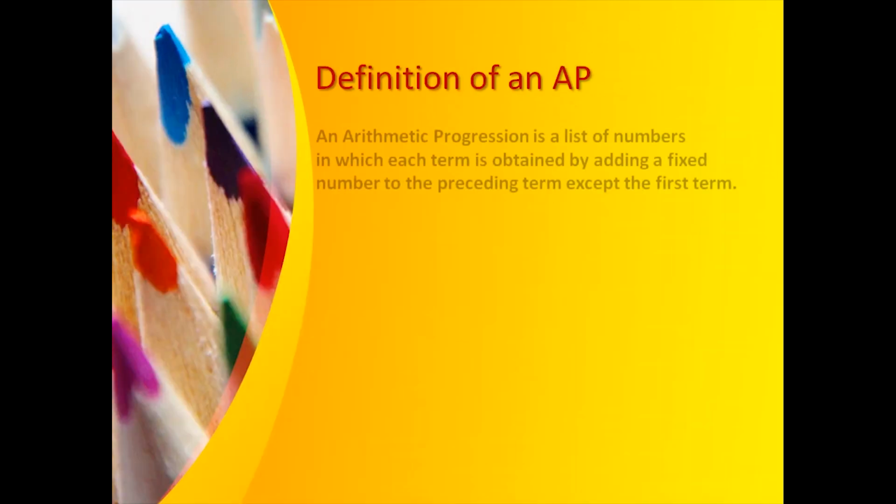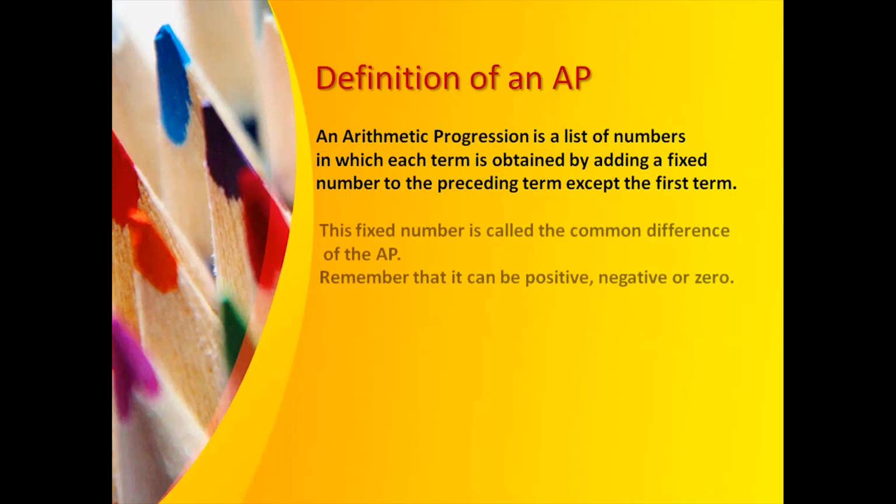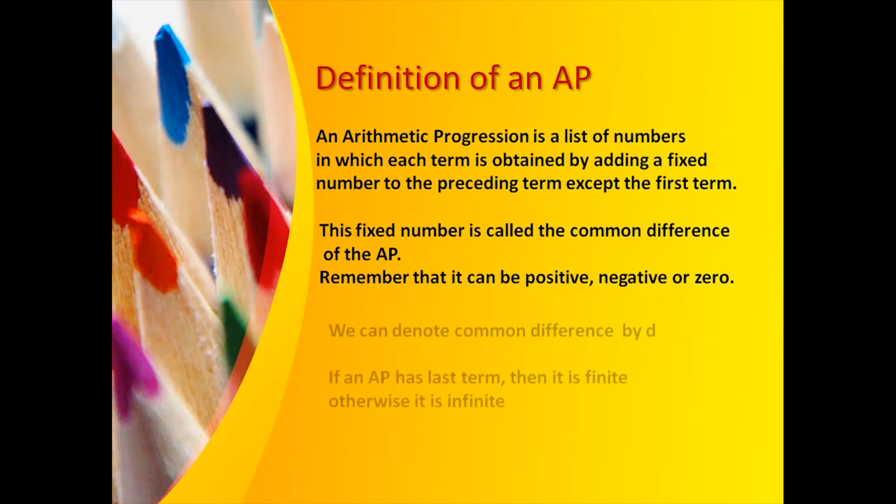Let's have the definition of AP. An arithmetic progression is a list of numbers in which each term is obtained by adding a fixed number to the preceding term except the first term. And that fixed number is called the common difference of the AP. Remember, the common difference can be positive, can be negative, can be 0. See, when we have taken the case 6, 6, 6 and so on, the common difference was 0 there. We denote the common difference by d, and if an AP has the last term, then it is called finite, otherwise it is called infinite.